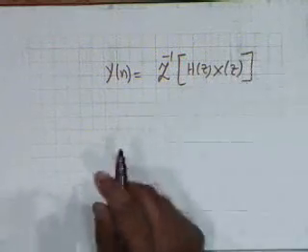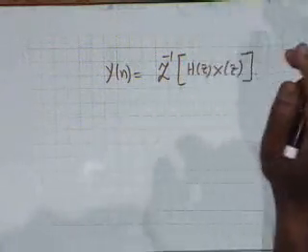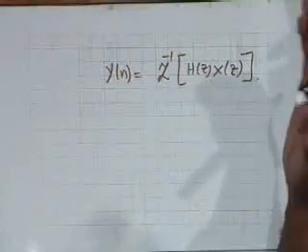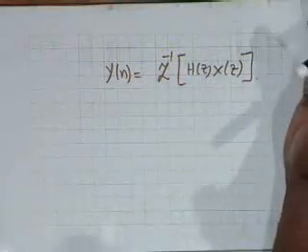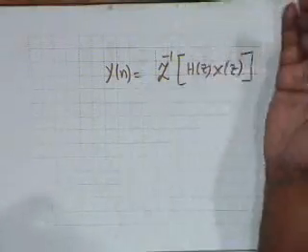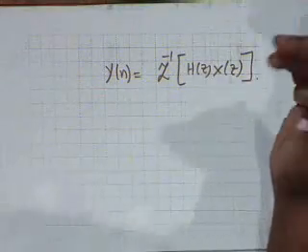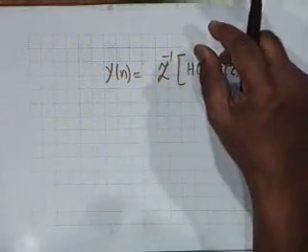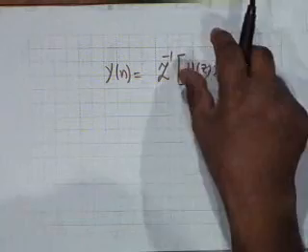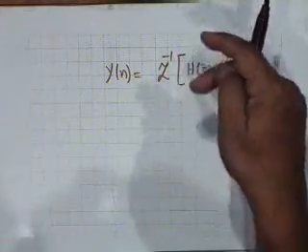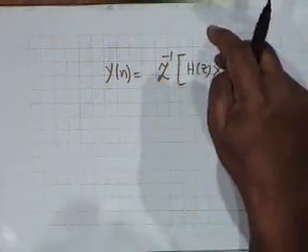I must caution you that this should not be done blindly, because the time domain sequences h of n and x of n might be so simple that it is easier to take the convolution rather than multiplying the two Z transforms and taking the inverse Z transform.